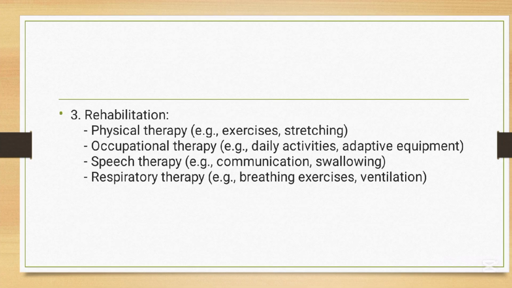And number 3 of the treatment of spinal cord injury is rehabilitation, which is the most important for any kind of injury. Physical therapy, for example, exercises and stretches performed. Number 2, occupational therapy, for example, daily activities, adaptive equipment. Speech therapy, for example, communication and swallowing. Number 5 is respiratory therapy, for example, breathing exercises and ventilation are performed.